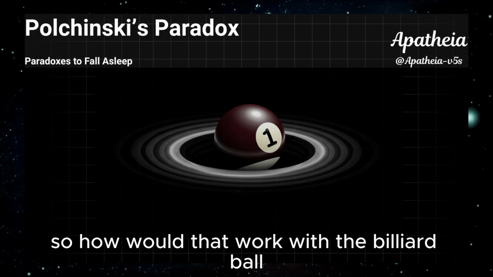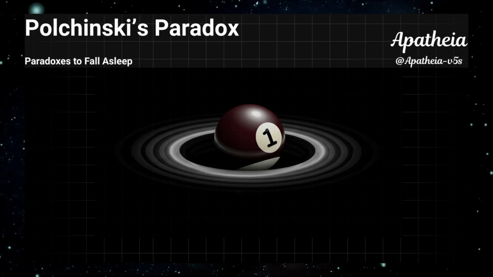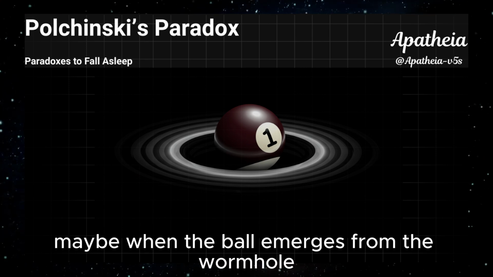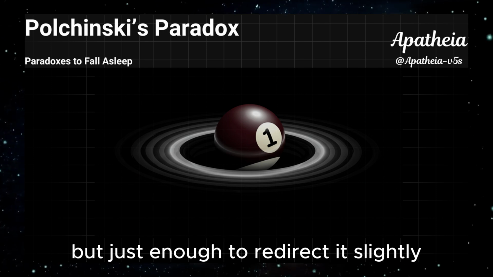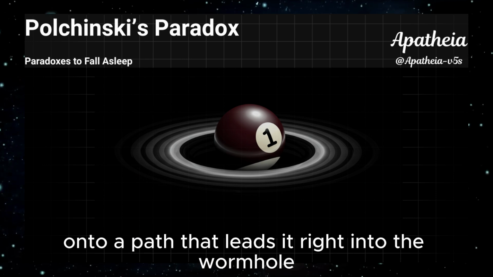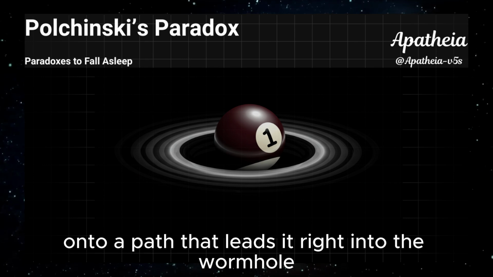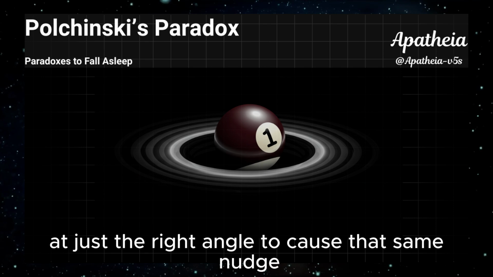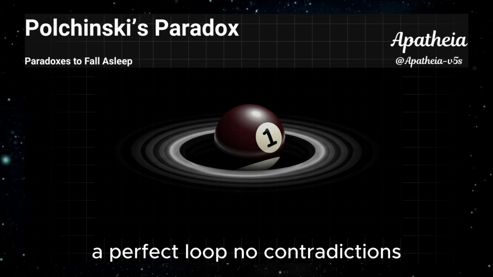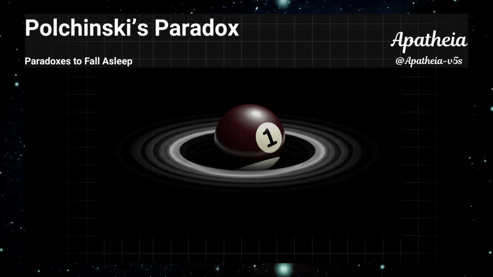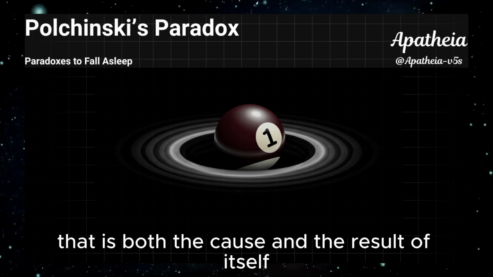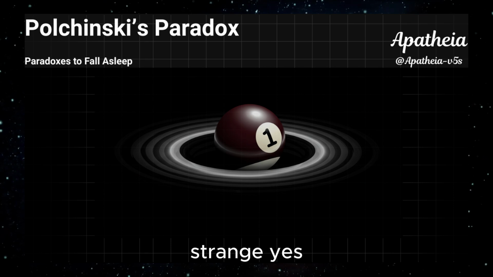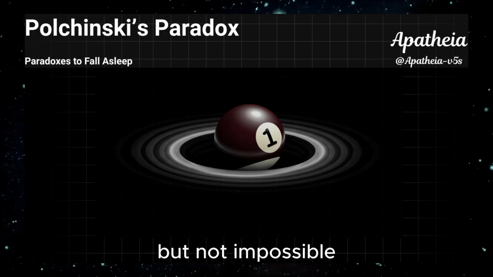So how would that work with the billiard ball? Maybe when the ball emerges from the wormhole, it nudges its earlier self, not enough to stop it, but just enough to redirect it slightly, onto a path that leads it right into the wormhole at just the right angle to cause that same nudge. A perfect loop. No contradictions. It's like a riddle that answers itself, an event that is both the cause and the result of itself. Strange, yes, but not impossible.